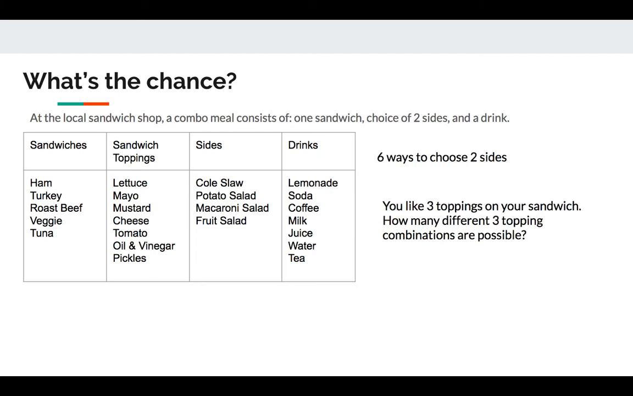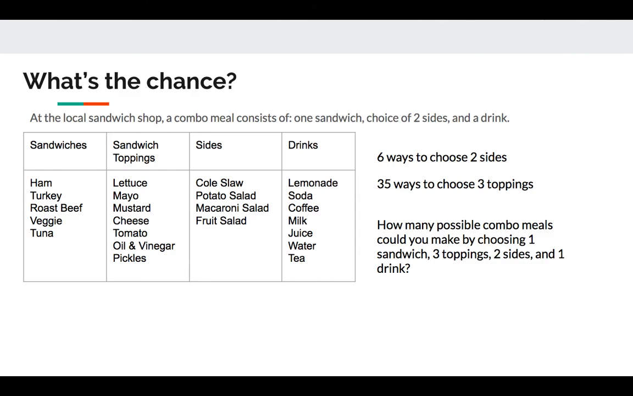Okay, so 6 ways you could choose your 2 sides. Let's say you like 3 toppings on your sandwich. How many different 3 topping combinations would be possible? Feel free to pause and figure it out. Well, there were 7 toppings. Oil and vinegar is together, it's in a bottle and they squeeze it on. So 7 toppings, you were going to pick any 3. There are 35 ways you could do that.